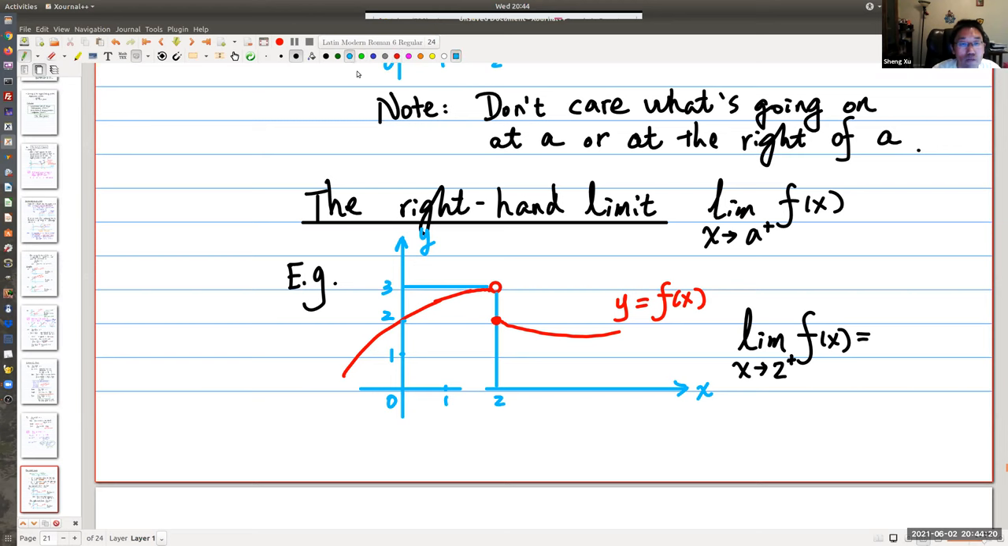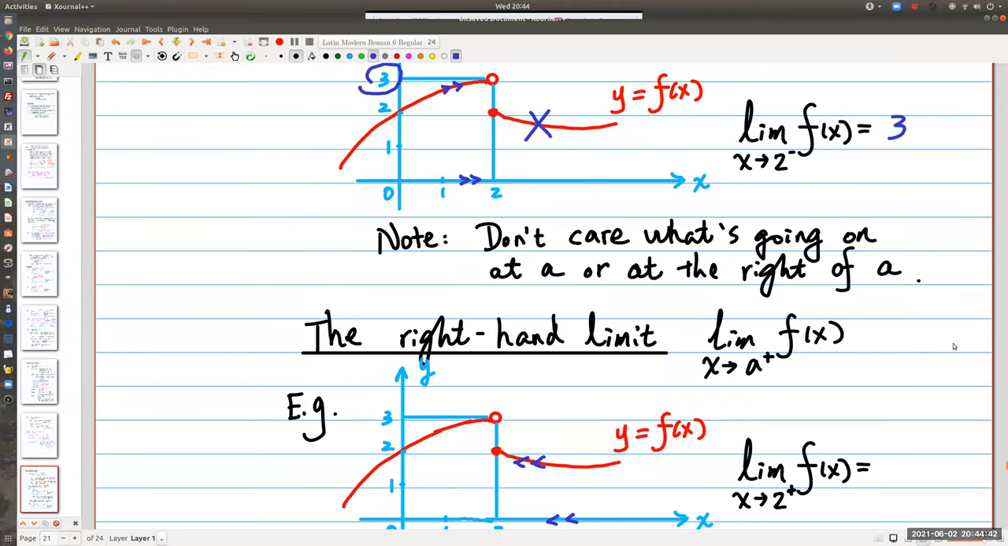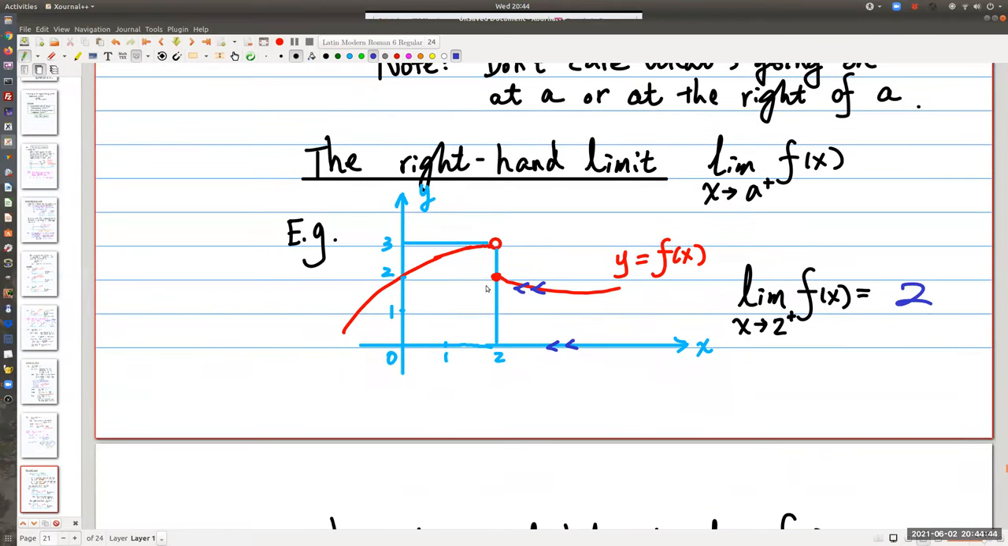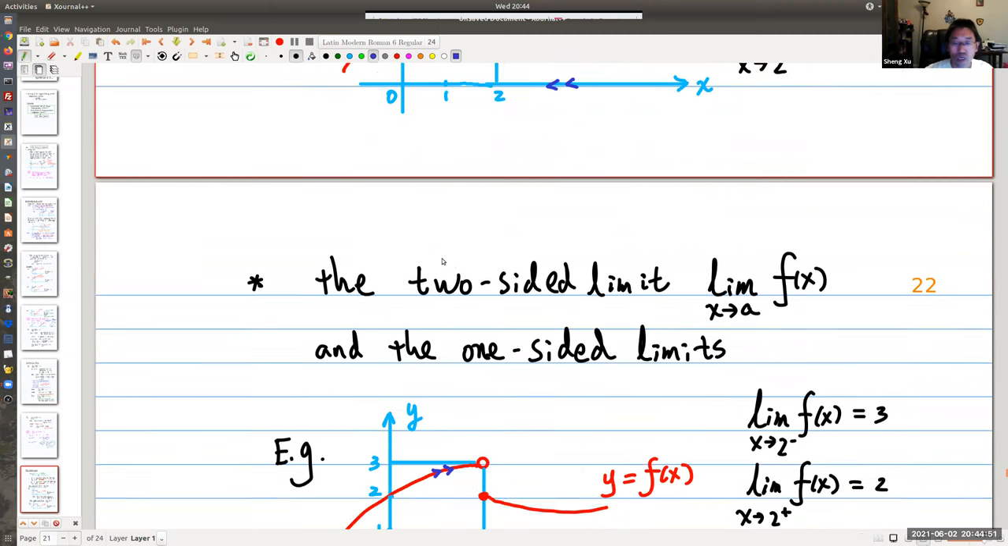As if you already printed out, the arrow should be drawn here, like this. So as x approaches two from the right, two plus, you walk on that mountain, on this portion here, toward this hole. So what's the limit in this case? Two. It's getting closer and closer to this value here, two. I think you got it.